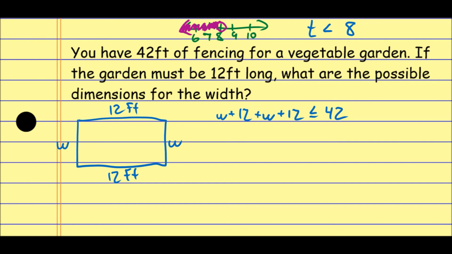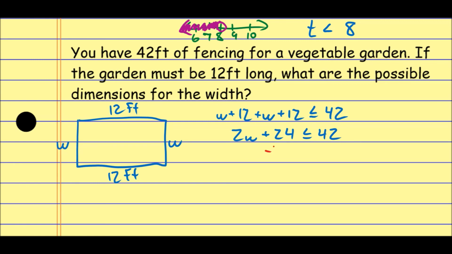And see, the reason it has to be less than or equal to 42 is because that's all the fencing I have. If it's too big, I'm going to run out of stuff. I won't have enough fencing to put around my vegetable garden, okay? And so it's set up as an inequality. I'm going to solve this thing. I combine like terms. That's 2W plus 24. And now I solve, okay?